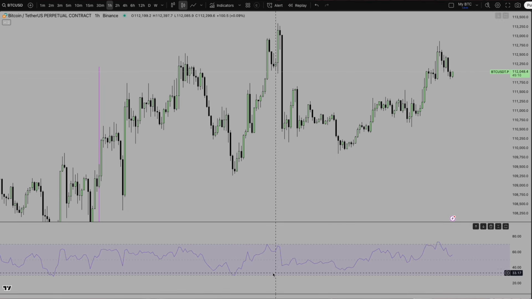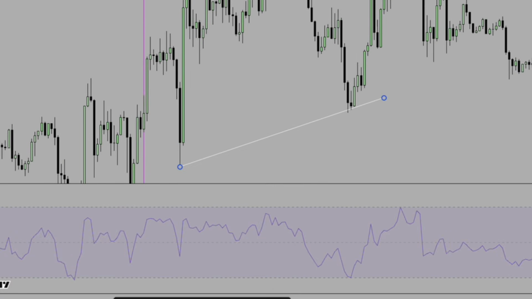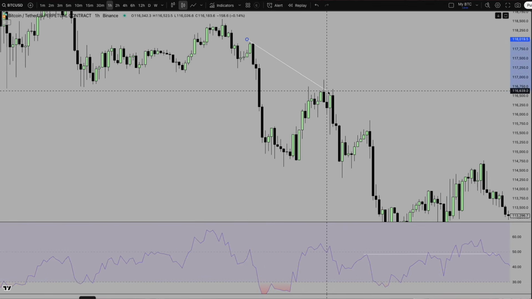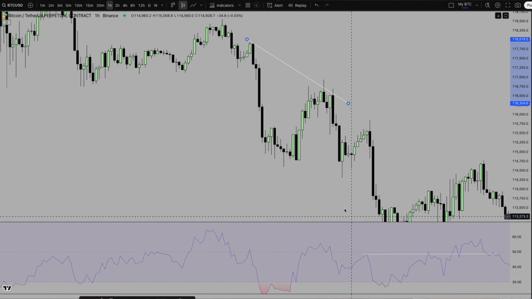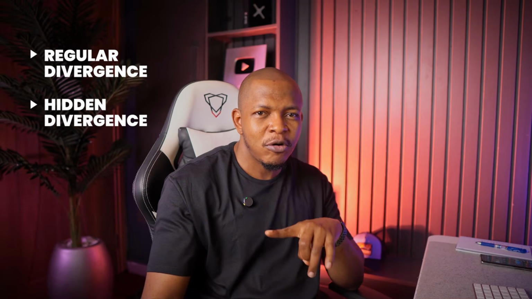So this is an example here. We can see here that price made a higher low while the indicator made a lower low. And here for a bearish case, price here made a lower high while the indicator made a higher high. So which of these types of divergence should you focus on?